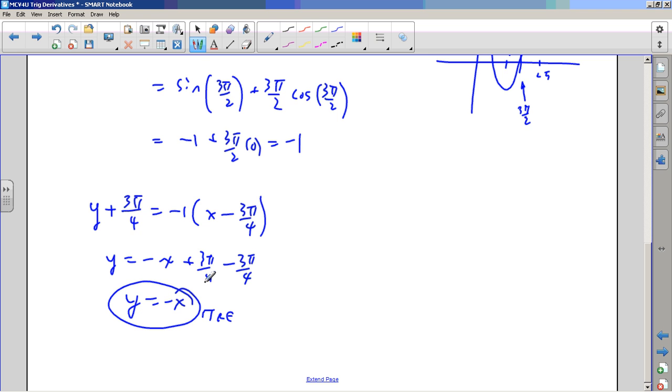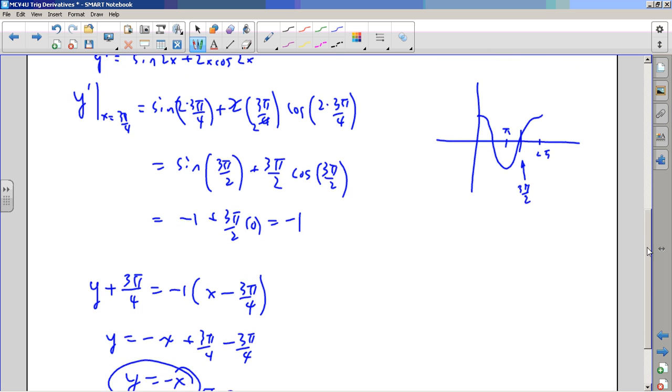And let's see, did I make an error? No, I don't think I did. I think that's it. So -1 times that, and yep, it looks like that's the required equation. y equals -x. And if I did make an error, you can make fun of me in class, and I'll allow that.